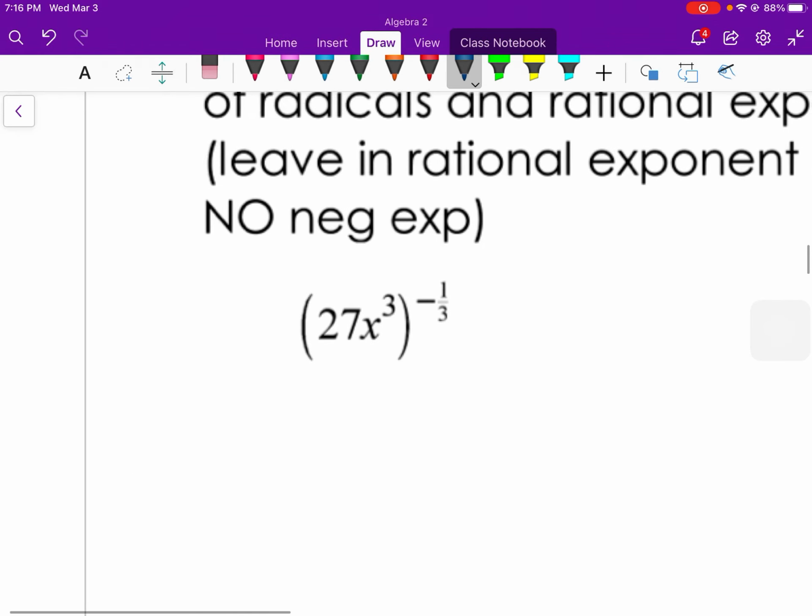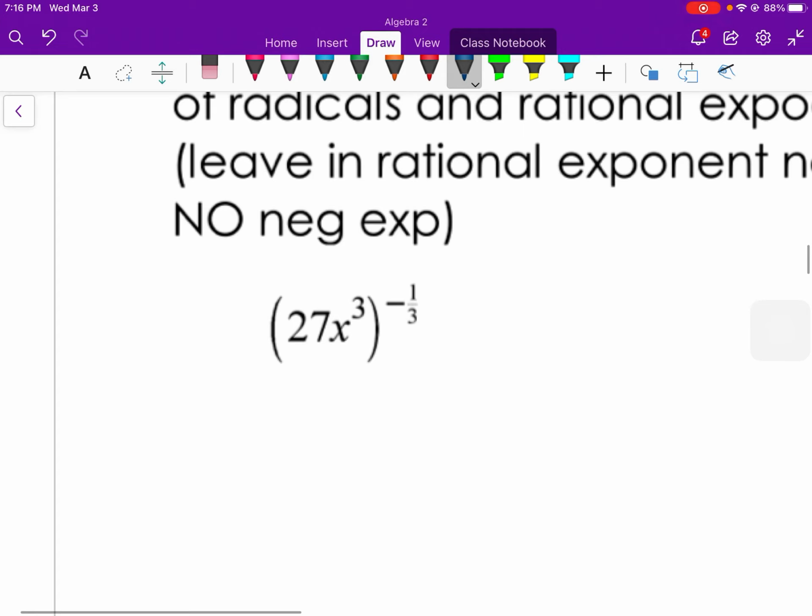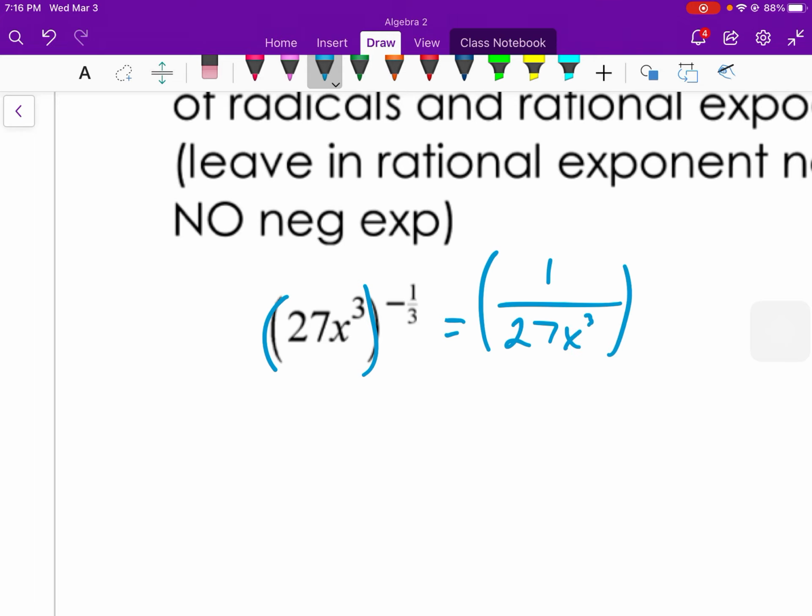This one here, what we do not want to do is rewrite this as 3 over 1. We do not take the reciprocal of the exponent. When we take the reciprocal and it's a negative exponent, everything gets put in the denominator, if it's a quantity like this to this power. So that's 27x cubed to the now 1/3 power. It's now positive is what happened.